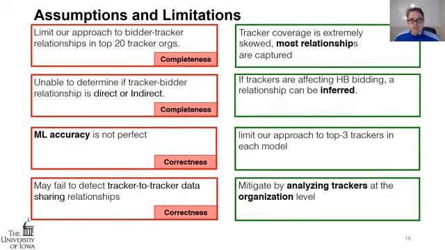Our approach is unable to determine whether a tracker-advertiser relationship is direct or indirect. However, so long as trackers impact bids, our approach is able to infer tracker-advertiser relationships. To mitigate the imperfect accuracy of our model, we limit our assessment of tracker influence to only the top 3 trackers of each model. Finally, our model may fail to detect tracker-to-tracker data sharing, and we mitigate this by analyzing trackers at the organization level.